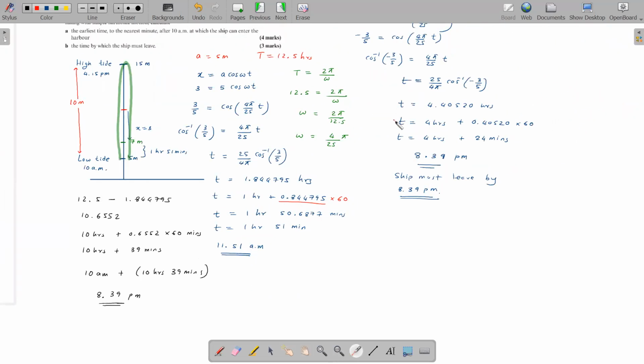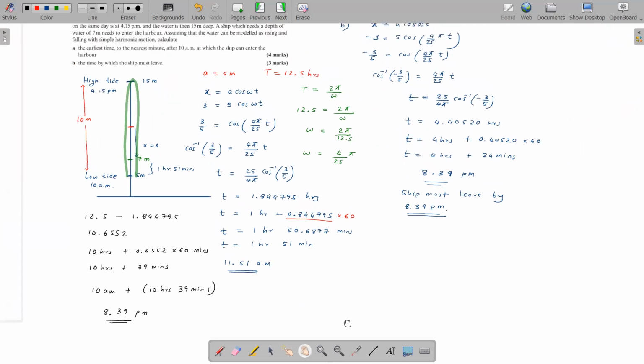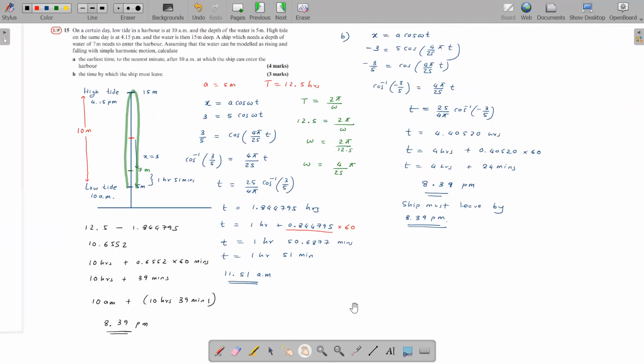So both approaches are fine. Okay, so you need to do one of these two methods to get the answer. So it's important that you realize that the SHM is symmetric. Okay, so I hope you understand this part of the lesson really well now.